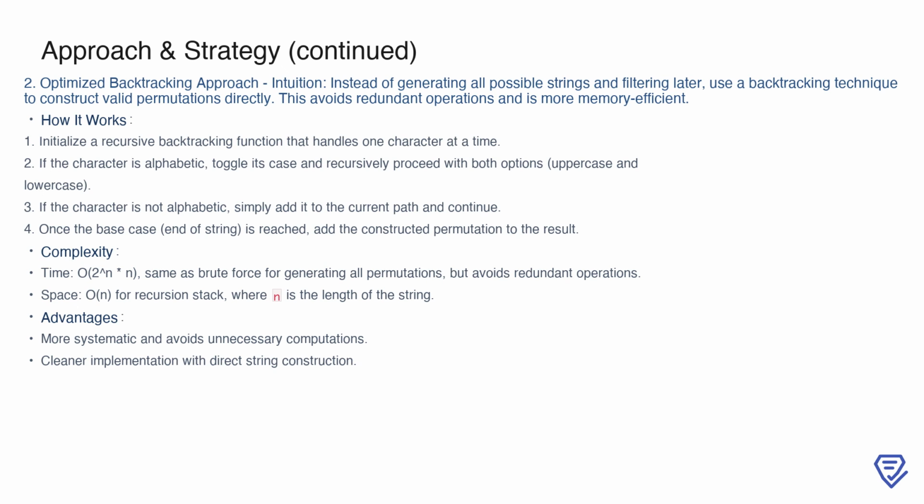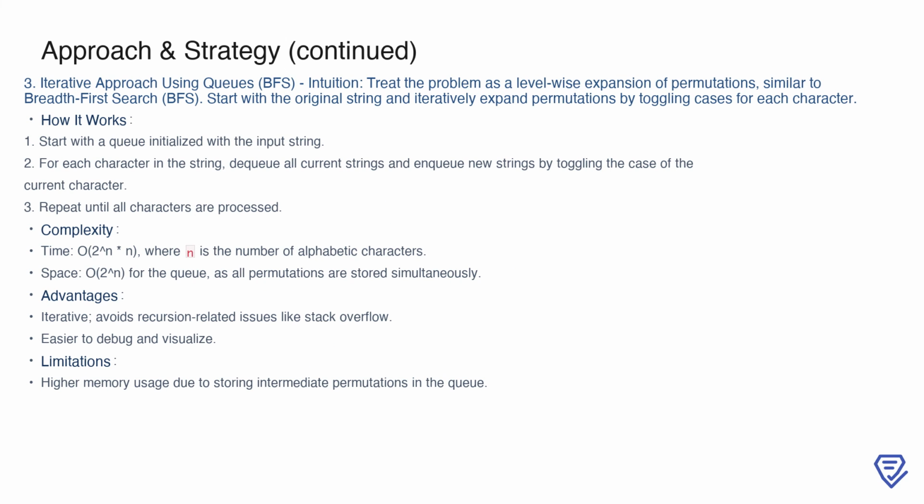Another alternative is the iterative approach using a queue, which draws from the concept of breadth-first search, or BFS. Here, we treat the problem as a level-wise expansion of permutations. We begin by initializing a queue with the original string. For each character in the string, we dequeue all current strings and enqueue new strings by toggling the case of the current character. This process continues until every character has been processed.